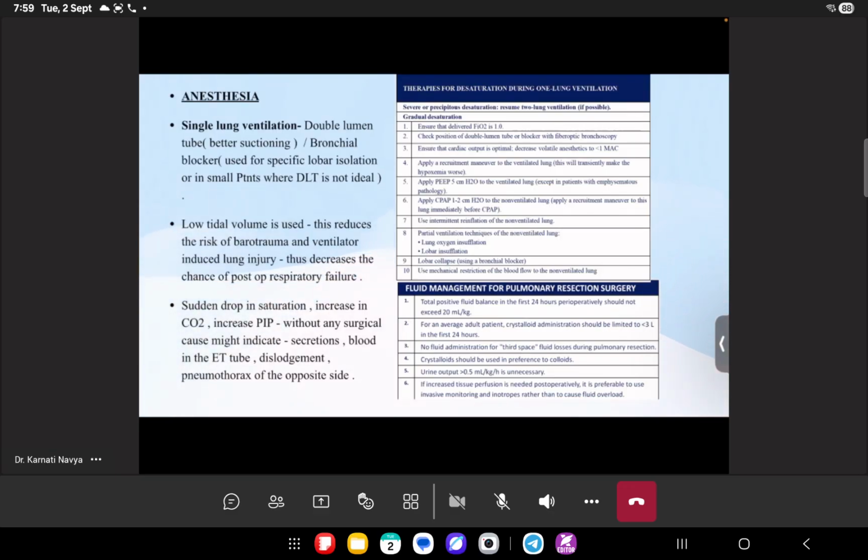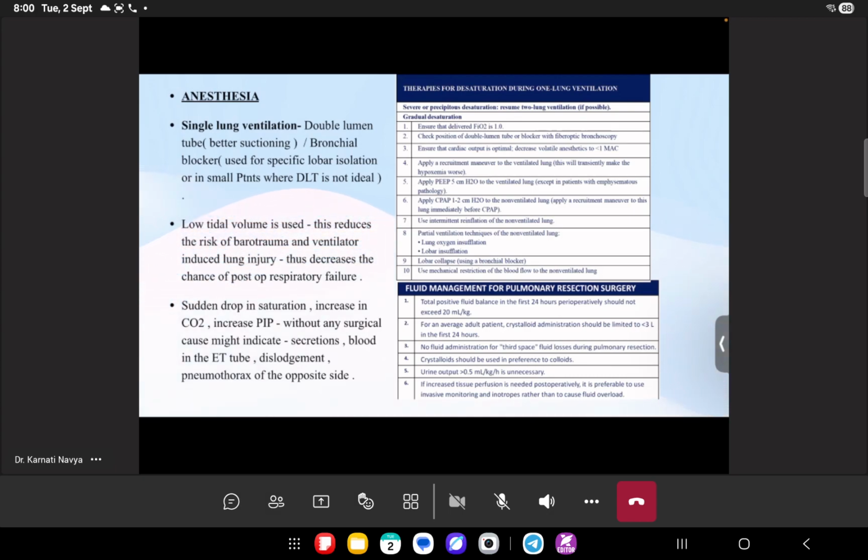In case of a sudden drop in saturation, the following protocol is used: increase the FiO2, check the tube position, ensure that the cardiac output is optimal, recruit the lung which is being ventilated, and then apply PEEP to that ventilated lung, and also apply CPAP to the non-ventilated lung. Usually, intermittent reinflation of the non-ventilated lung is also performed. Partial ventilation techniques of the non-ventilated lung, like low-flow oxygen insufflation, lobar insufflation, and lobar collapse using a bronchial blocker, and mechanical restriction of the blood flow to the non-ventilated lung, may be used.